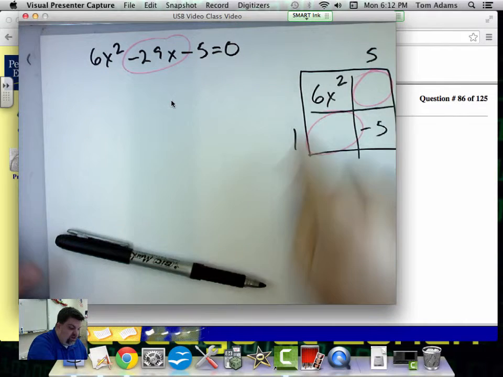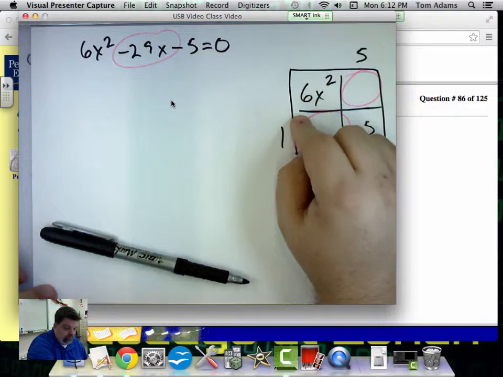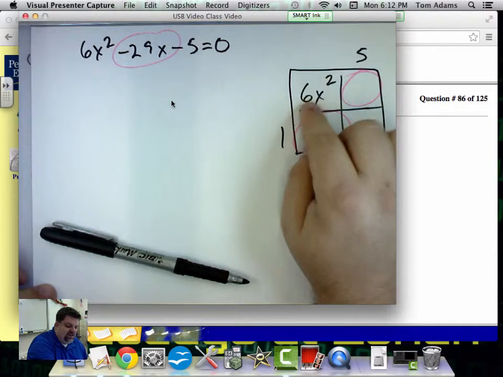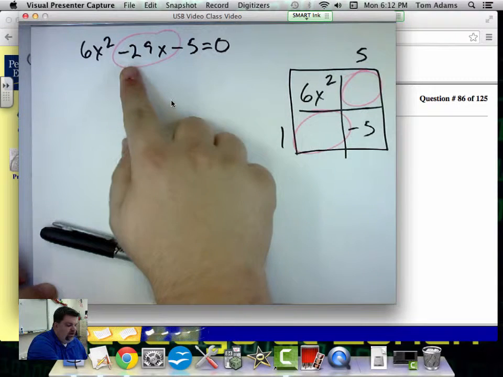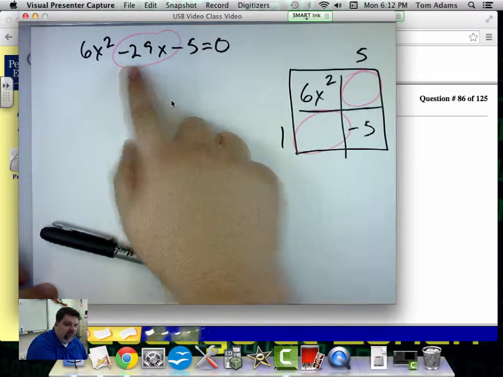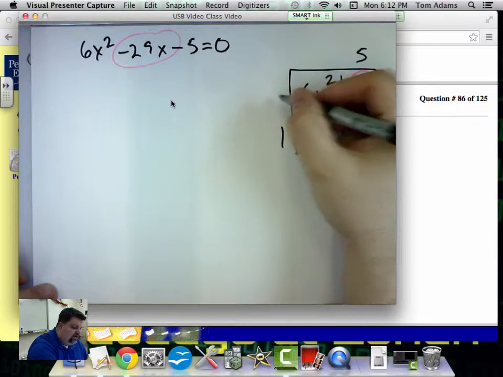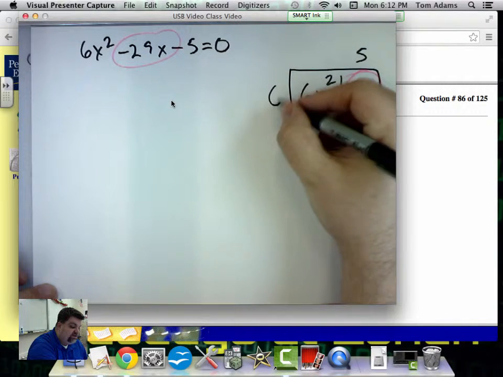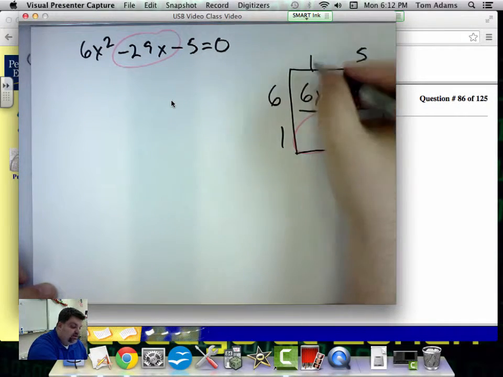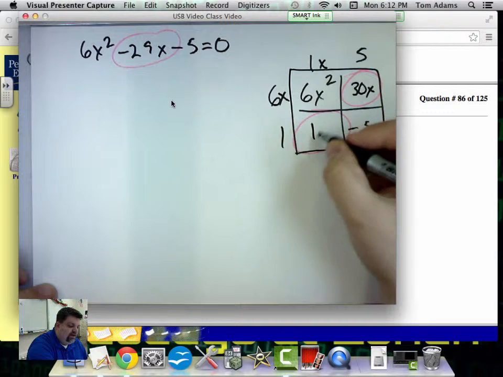Well, the factors of 6 are 2 and 3. But I noticed something, that 6 times 5 is 30. And I've got a negative 29. So if I were to think of the factors of 6 as being 2 and 3 or 1 and 6, and I were to put a 6 here and a 1 here, and don't forget my x's, I would end up with a 30x here and a 1x here.